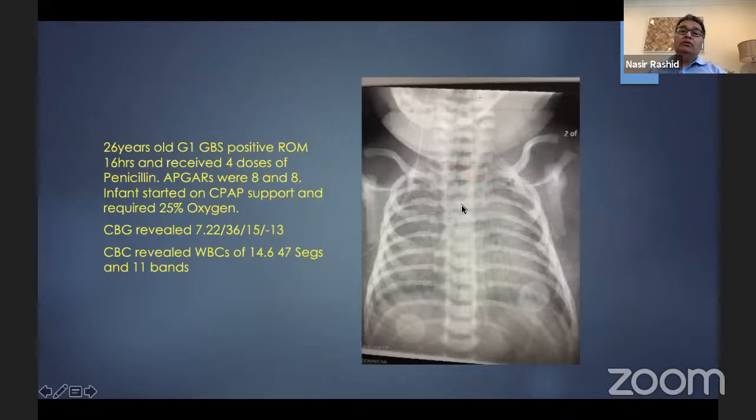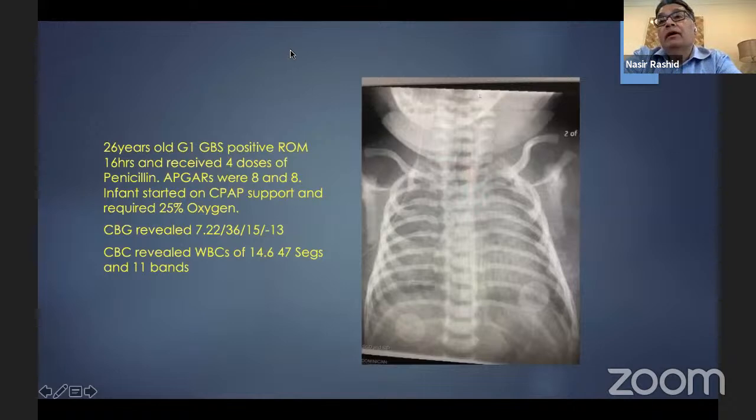Now, what we are going to do is that I'm going to present this case to you guys, so grab a pencil and a paper. And as we go through the subsequent slides, write down how you want to manage this baby eventually.